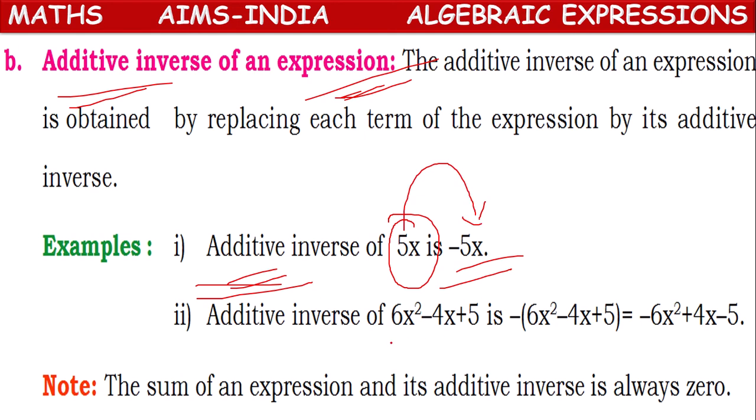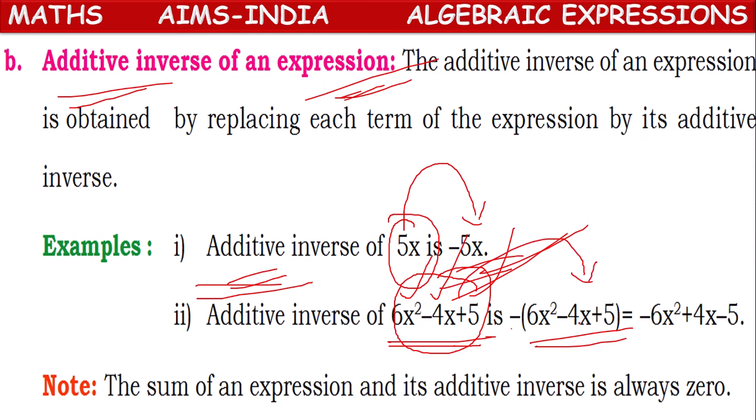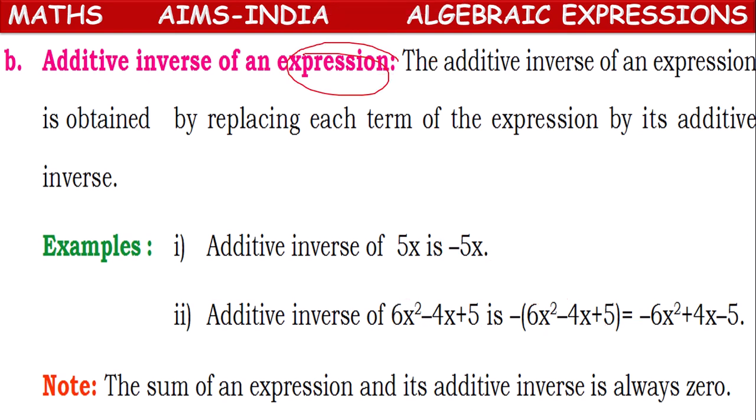Or if the expression has multiple terms, like 6x square minus 4x plus 5, then the whole expression will become negative. So we have to take minus of the whole expression. If we do like that, then the sign of each term will change. Minus 6x square plus 4x minus 5. Like that, all the terms' signs will be changed. So for an expression, if we take the additive inverse, the sign will change for all the terms.